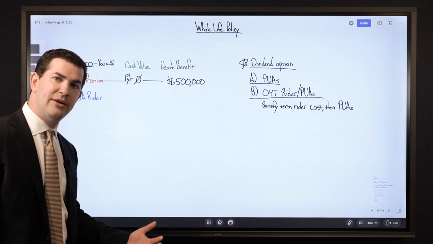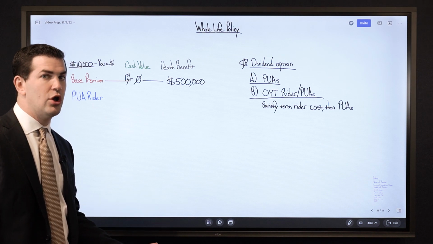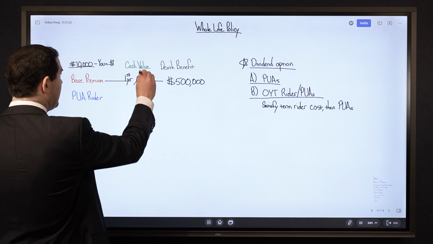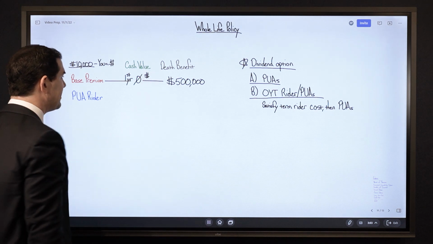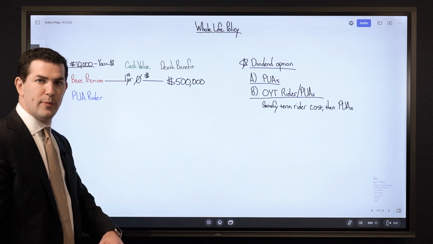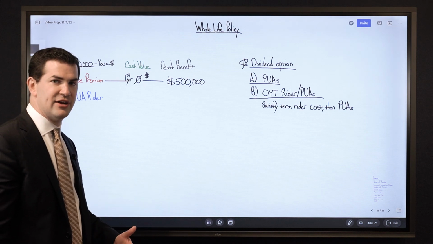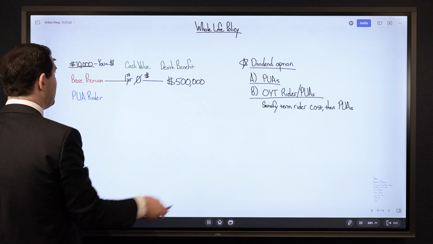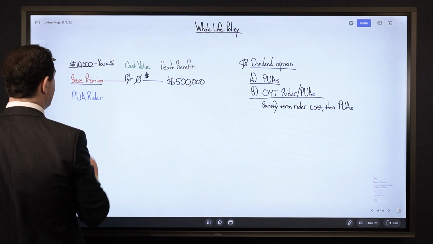Now, as you continue to make those premium payments, what you will see is on a guaranteed basis, money will come back to cash value. In addition to that, dividends may be paid to your policy as well, which will accelerate the cash value growth. That'll also push the death benefit up. That's purely on the base premium.